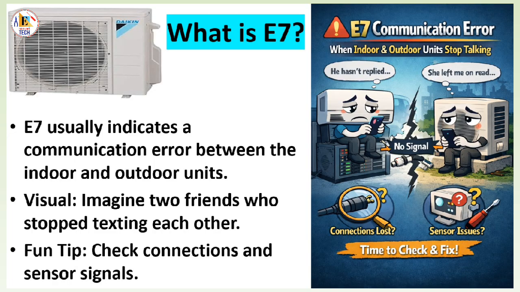What is the E7 error? The E7 error in Daikin air conditioners usually indicates a communication failure between the indoor unit and the outdoor unit. In simple words, the two units are no longer talking to each other.